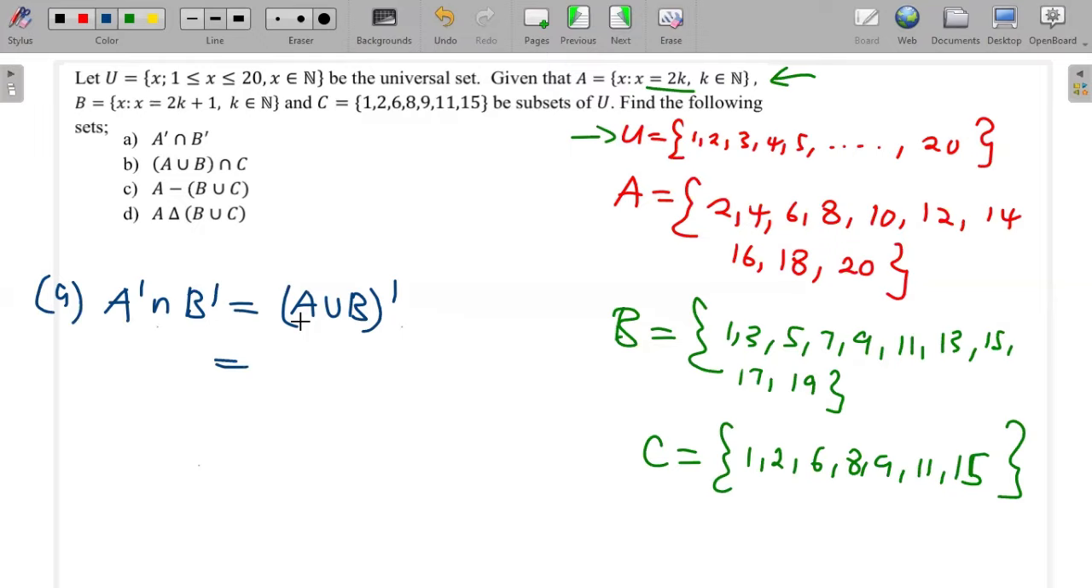Yes, so in set B, if we follow the thingy here, there's 2k plus 1. Yes.